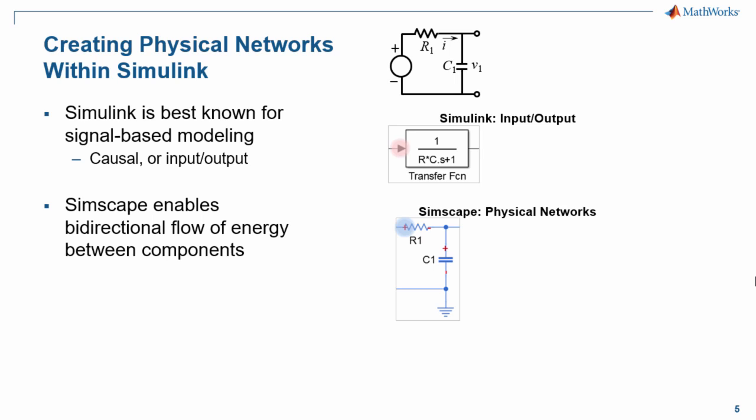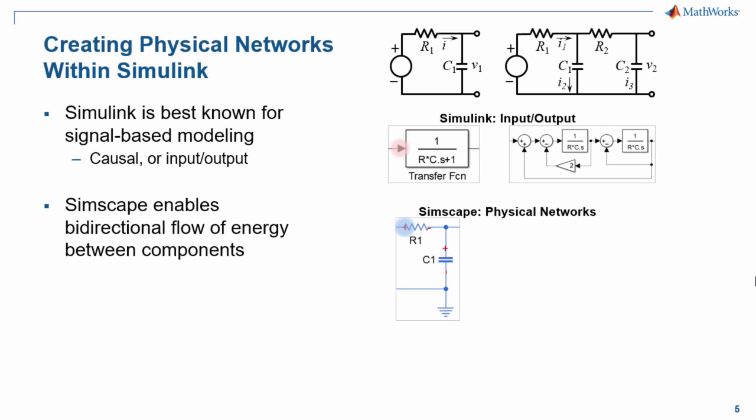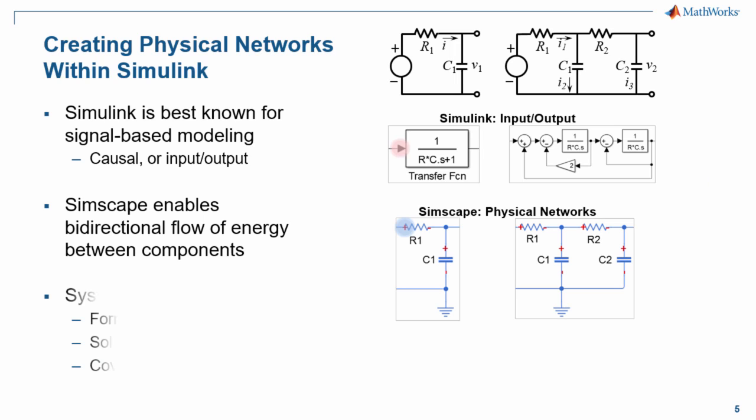To see the power of this approach, we'll look at a more complex physical system. If we add a second RC stage to our RC circuit, this is what the input-output model looks like. It's not quite the same as simply copying and pasting the transfer function. We have to rederive the equations, taking into account the impact of the second RC stage on the first RC stage. Using a physical network approach, we can simply copy and paste the first RC stage. Simscape will determine the system-level equations for us.